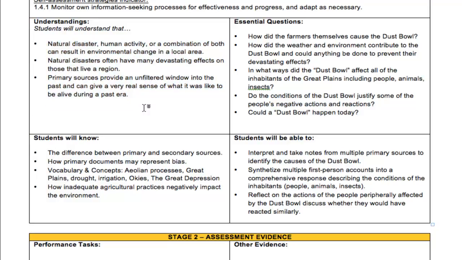In part two of this, we'll talk a little bit more about how understandings are different than knowledge, or what students will know, as well as what students will be able to do. And a big piece of this design process are essential questions. So you can reference that in part two of this lesson.